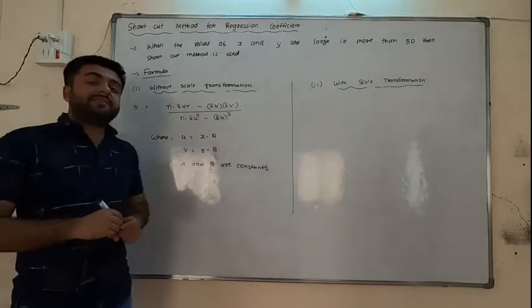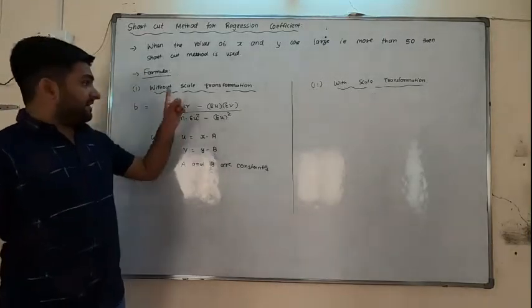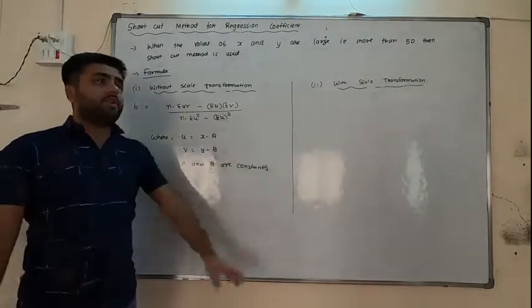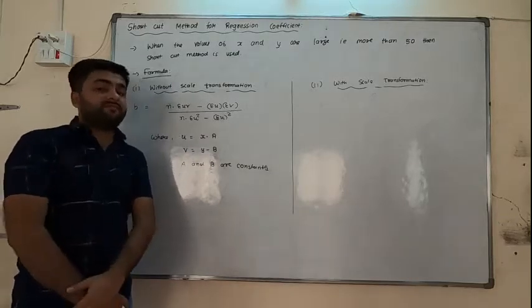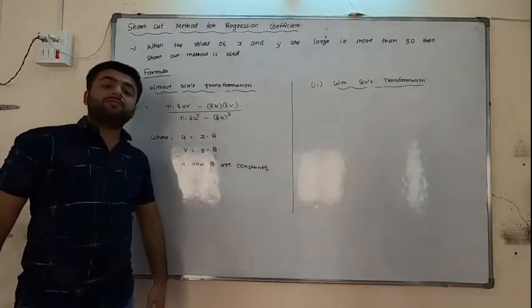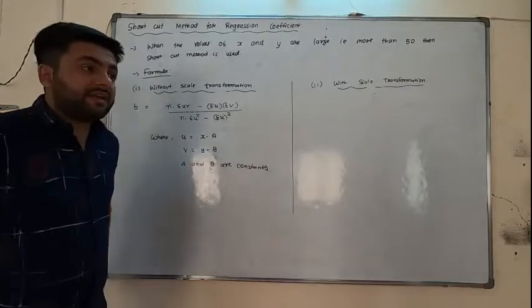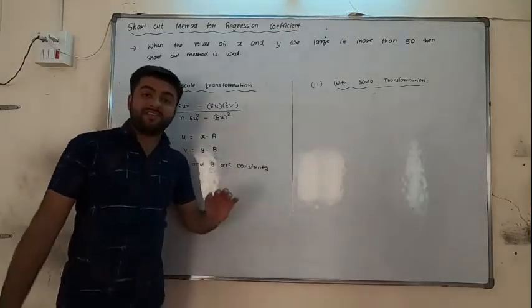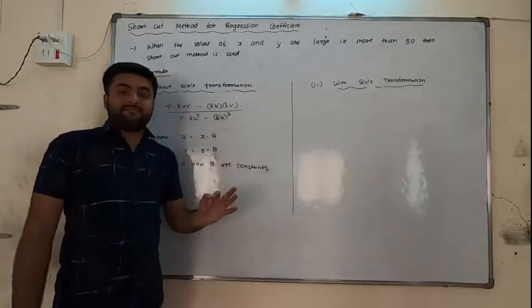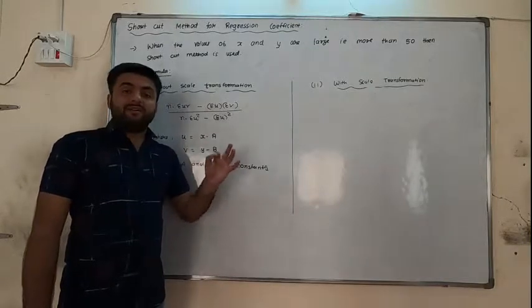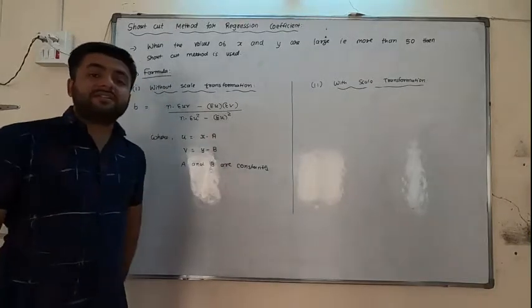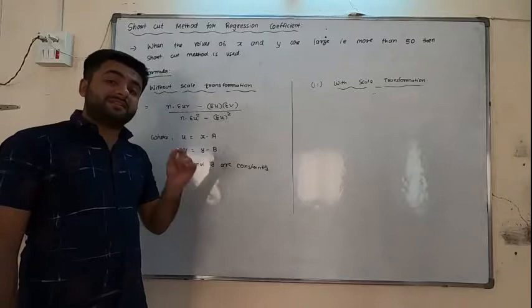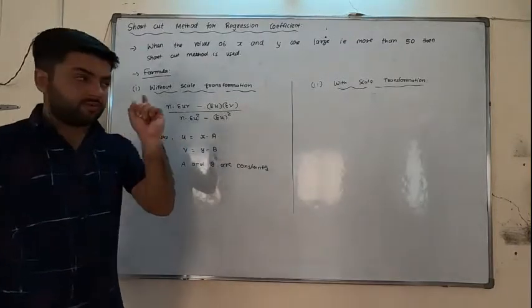Now friends, in the second chapter, whether it is without scale transformation or with scale transformation, the formula was the same on both sides. I have said that why we are writing the same formula on both sides. Now here you will understand. Here in the third chapter, whenever you are using scale transformation, you have to slightly change the formula. How? Let's see.